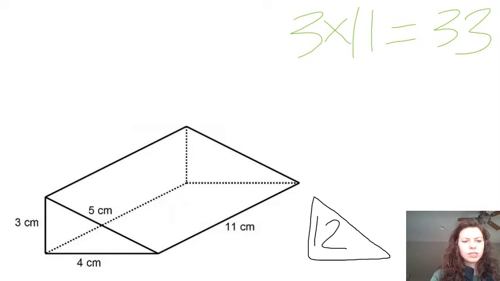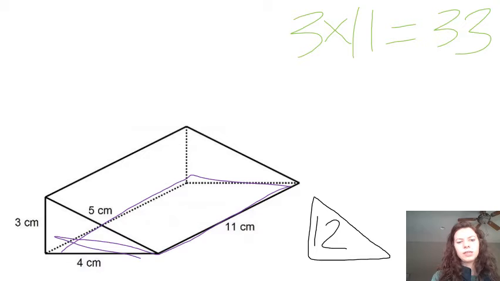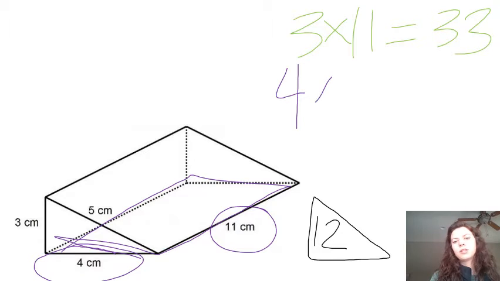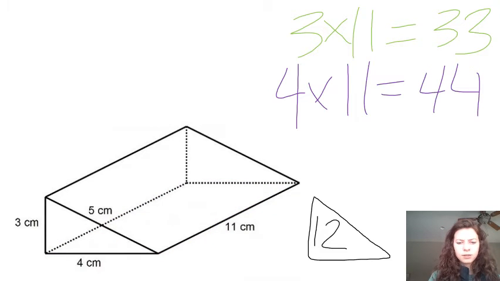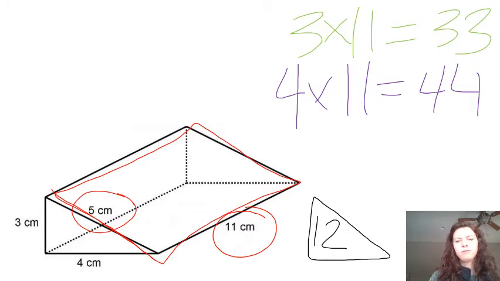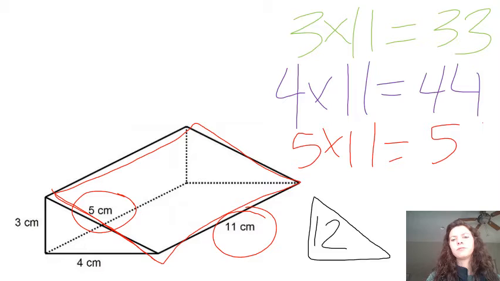Let's move on to this bottom rectangle. We can see the length of that is 11, and the width of it is 4. So we're going to do 4 times 11, base times height, and we get 44. All right, and then we just have one more rectangle left, and that is this one on top here. And we see that it's 11 by 5, so base times height, and we get 55.